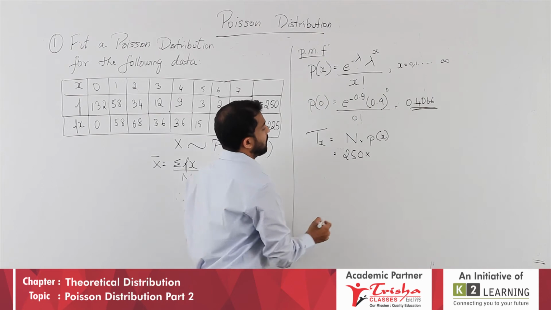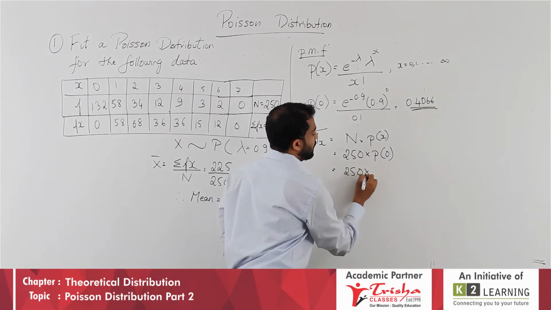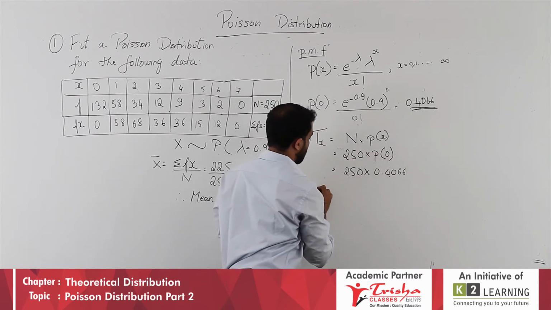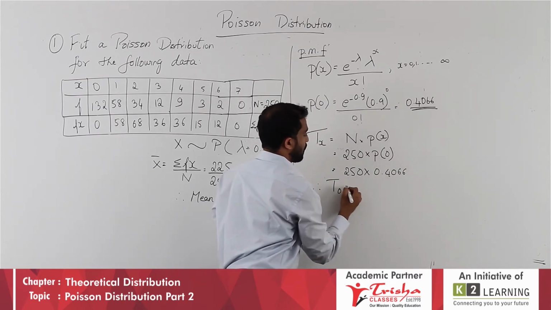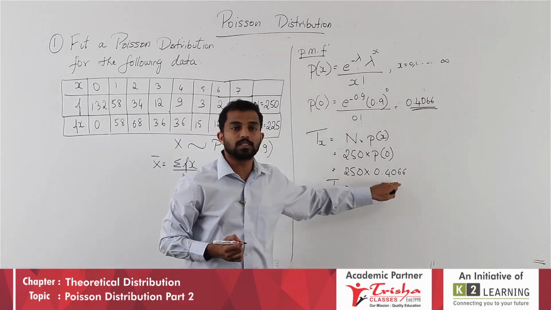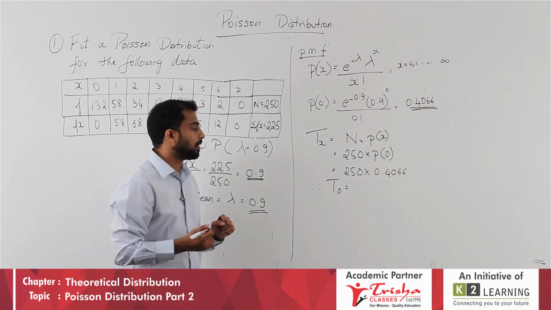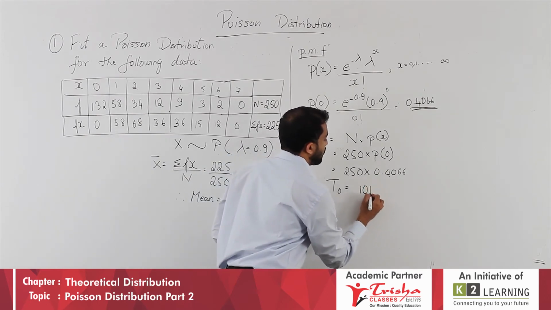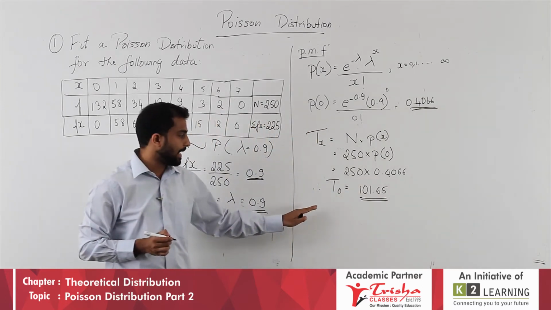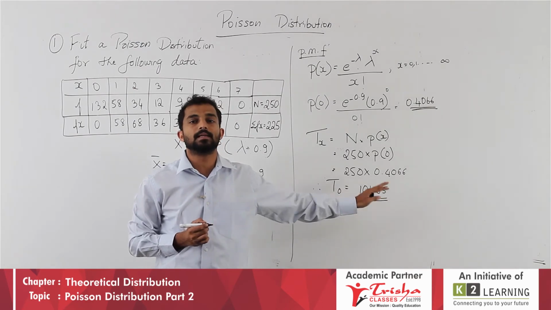The first term, that is P of 0. So it is 250 into P of 0, which is 0.4066. Therefore, the first frequency term T0, students, is 250 into 0.4066. And how much is that coming up to? Calculated, you should get it as 101.65. Once we get the first term, that is T0, we get it as 101.65.